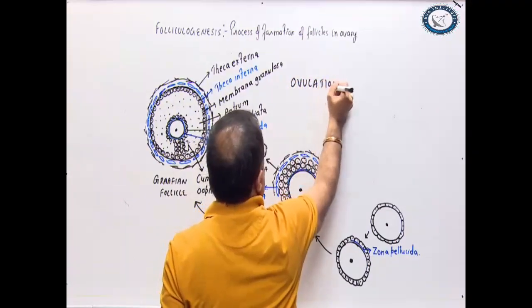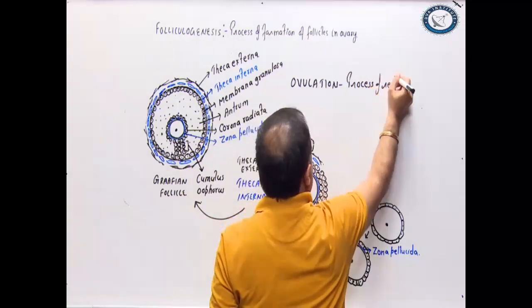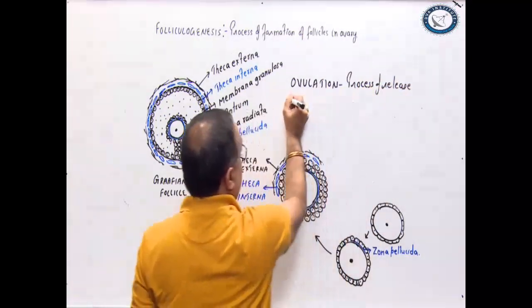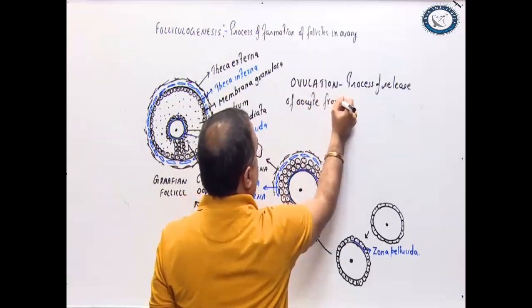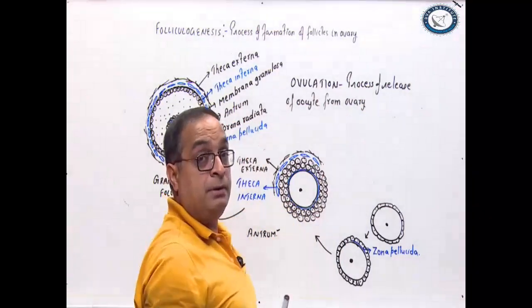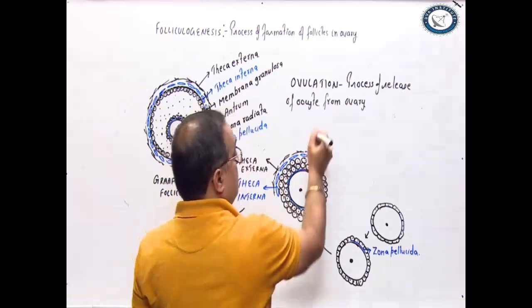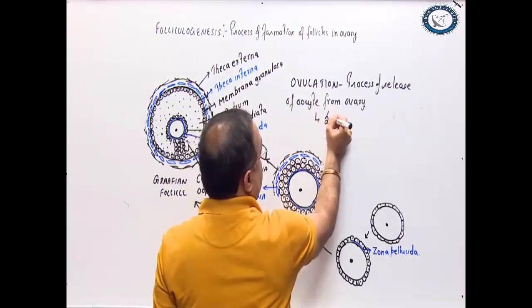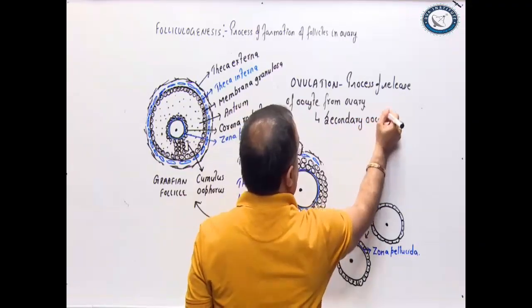Ovulation, process of release of oocyte from ovary, right? And that oocyte, please remember, it is secondary oocyte arrested at metaphase 2 stage. This oocyte, specifically if I have to write, it is secondary oocyte.